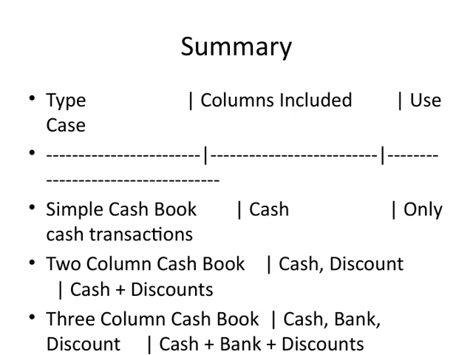Then we have the three-column cash book, which includes cash, bank, and discounts all together. This is particularly helpful when you want a comprehensive view of your cash and bank transactions, along with discounts, all in one place. These variations show how the cash book can be tailored to different business needs, from simple to more detailed tracking. Ultimately, choosing the right type depends on the level of detail your business requires and helps ensure accurate financial management. This overview ties back to our overall theme of understanding proper bookkeeping practices and how to adapt them to fit different scenarios.